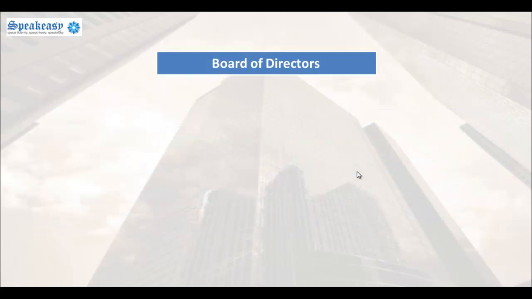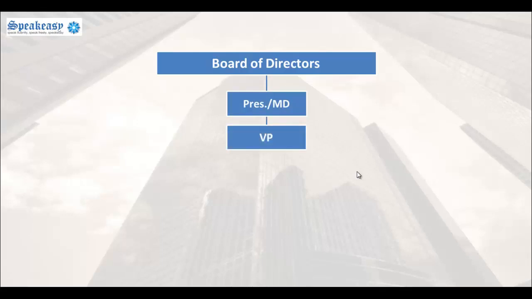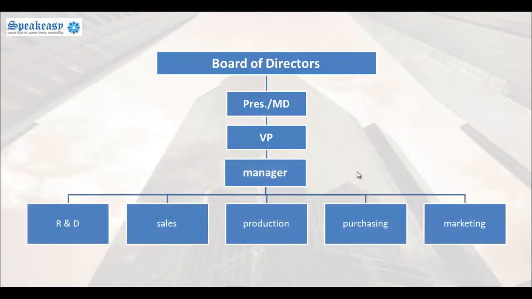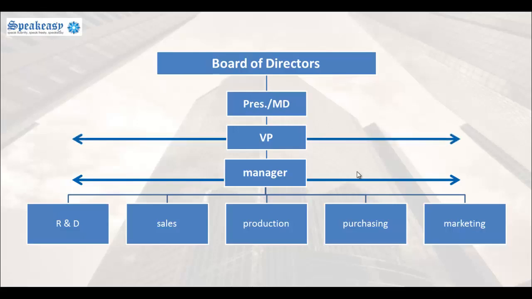So let's look at a diagram to show the structure within a single organization, starting with the board of directors at the top. Next would be the president or managing director, below which would be the vice president and the manager, followed by the various departments within the organization. Most companies will have a manager for each department, or a vice president heading up each department.